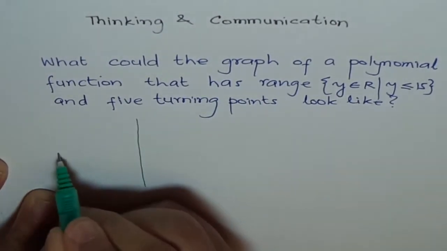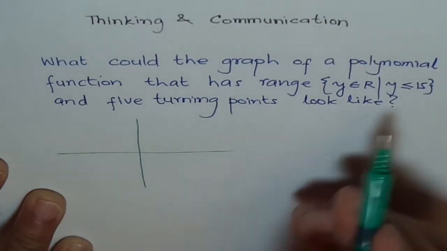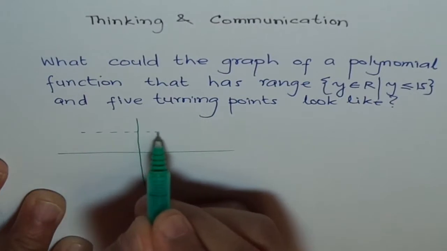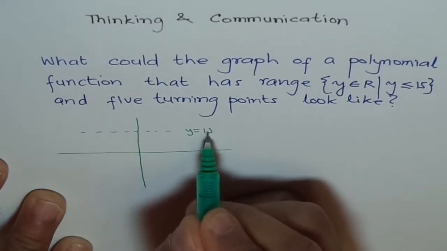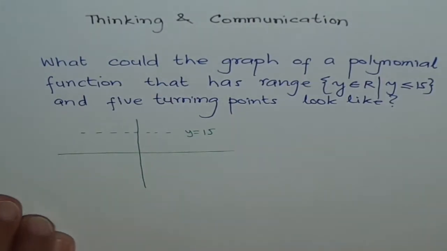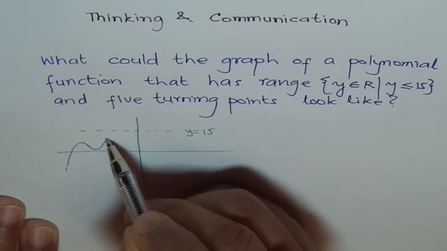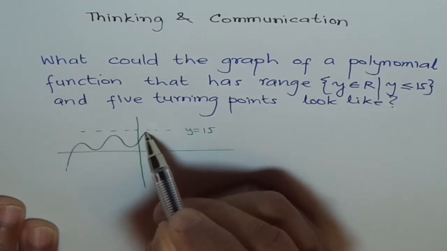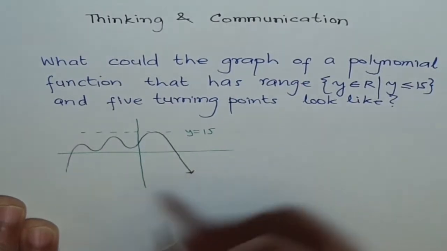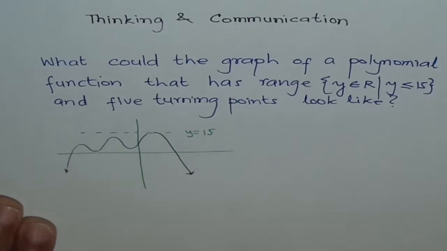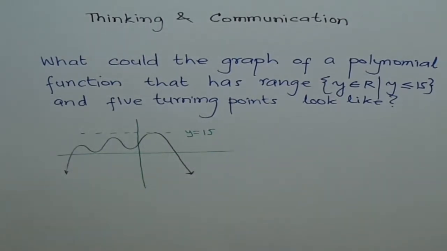So let's explore. This is our coordinate axis, and in this let's draw a line here representing 15. Our graph has to be below this line, correct? So there are a couple of possibilities. Let me draw one for you. Let's say we draw a graph like this. 1 turning point, 2 turning points, 3 turning points, 4 turning points, and the fifth one, let's take it to the maximum and then bring it down. Here we are. Now, looking at this, we can say for sure that the graph is even degree.